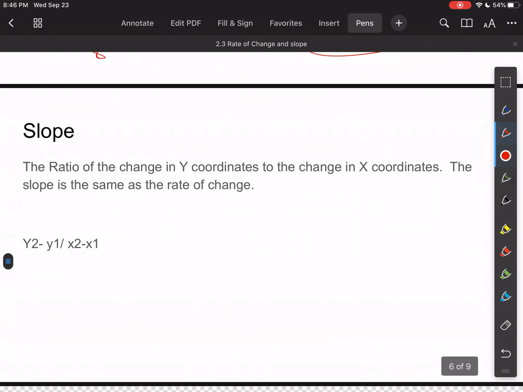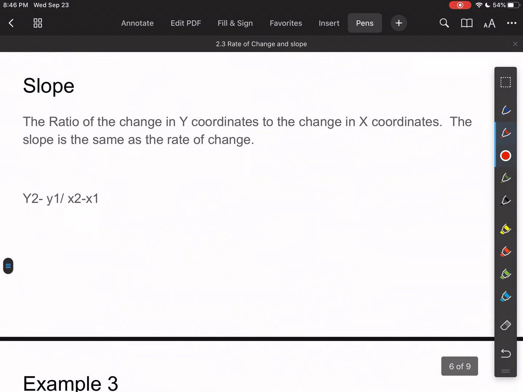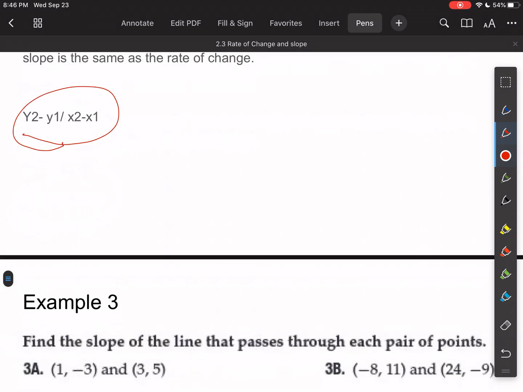Okay, so that's example 2. Slope, again, is just what we've been talking about. It's the change in y over the change in x. It's the ratio of the change in y to the change in x. We've talked about this in depth, but here it is again: y2 minus y1 over x2 minus x1. That's just the change in y over the change in x.